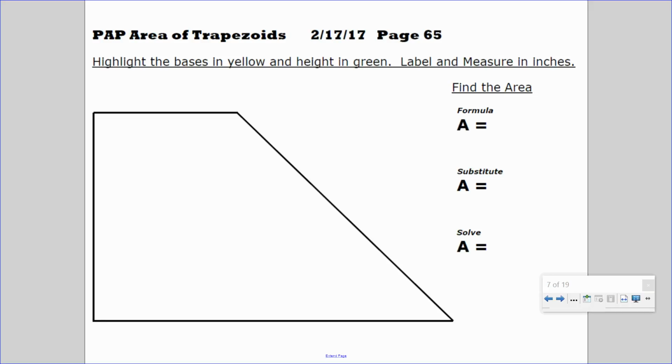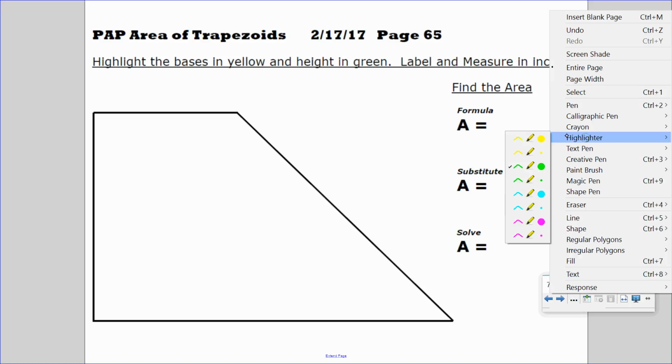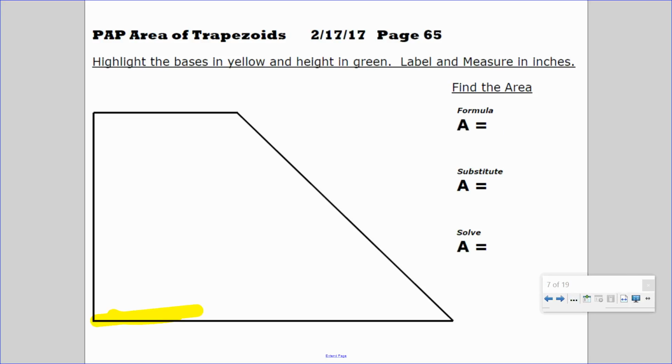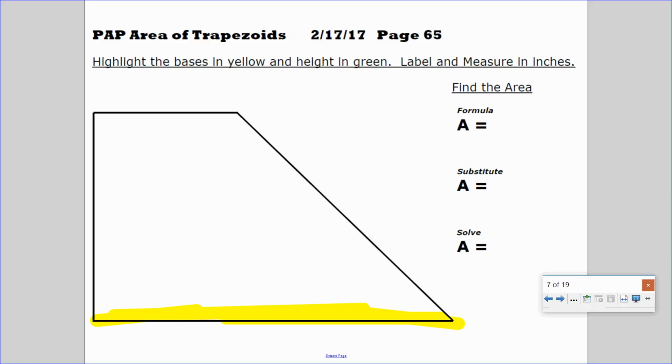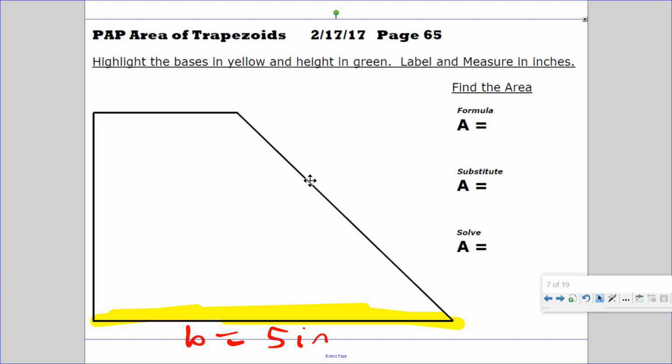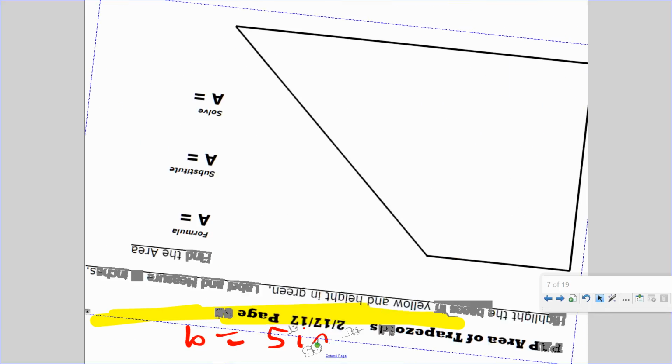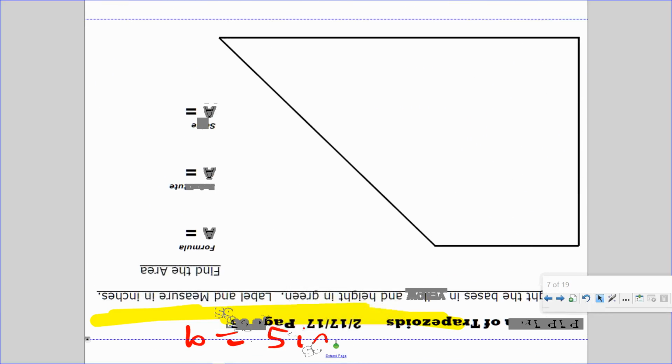So this is the first base I see right here. Oops. Stop. I did say I'm not following my own direction. I did say let's highlight the base in yellow. So this is a base. If I had an inch ruler, this would be the base equals 5 inches. Is there another base here? I'm afraid there is. You might say, I don't see any other base. If you turn this upside down, do you see another base? I see a base right here.